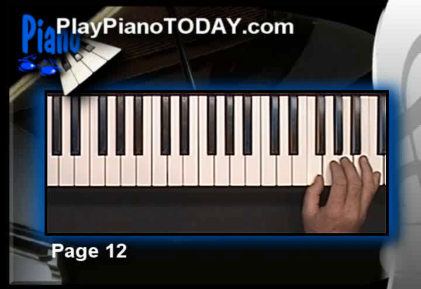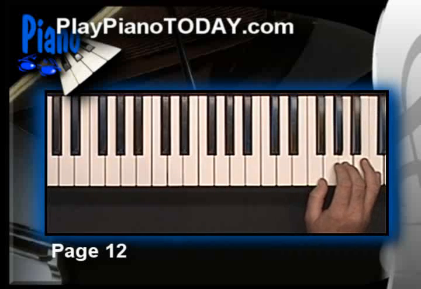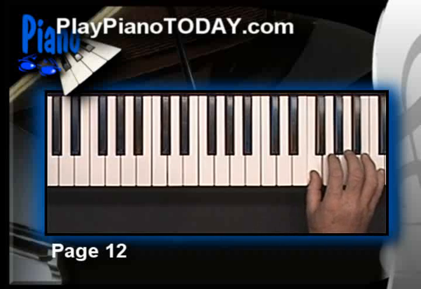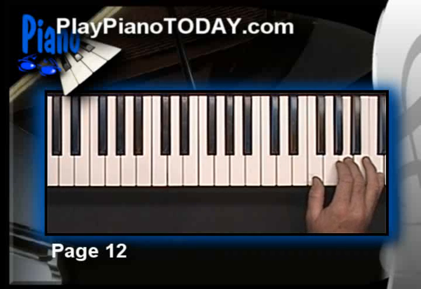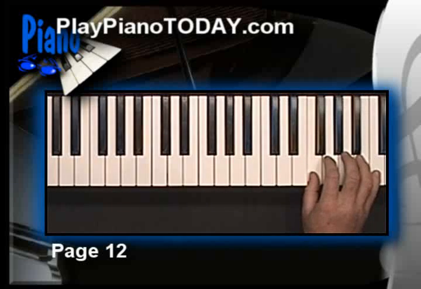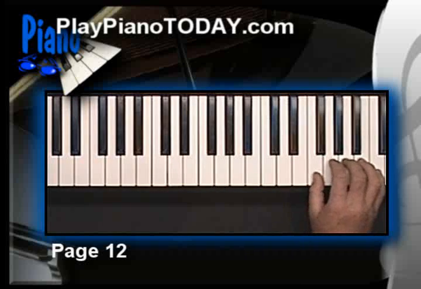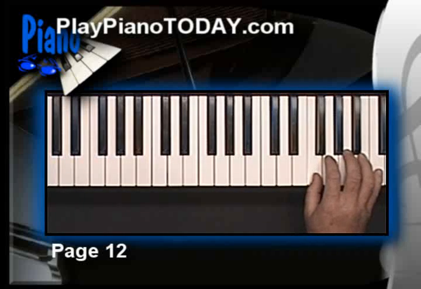1, 2, 3, 4. On the first beat, you're going to play the third and the fifth, followed by the root, the third and the fifth, followed by the root. Okay, so F major above the word hallelujah is going to be 1, 2, 3, 4. Now let me do the entire line, starting with Michael, row the boat ashore.